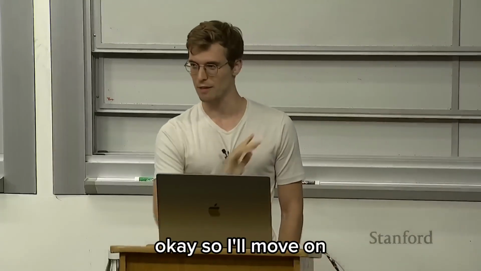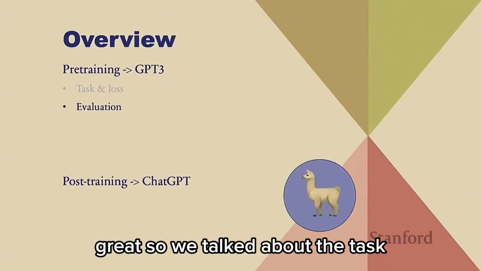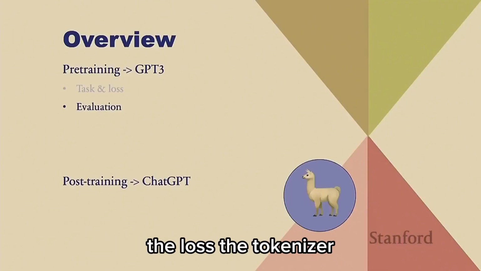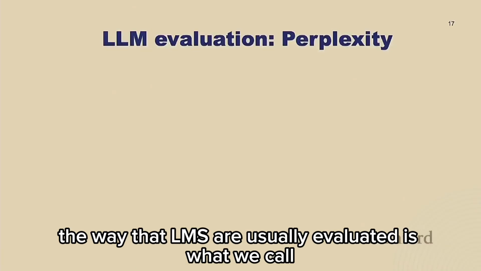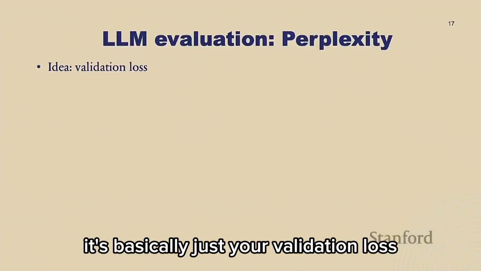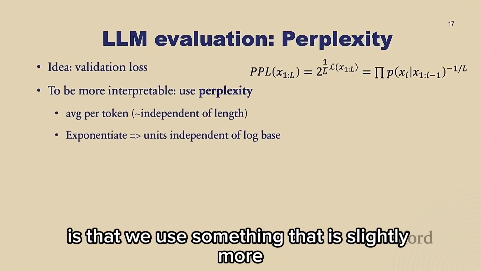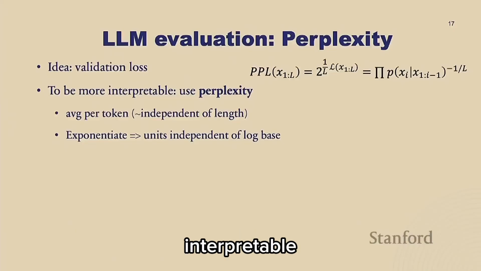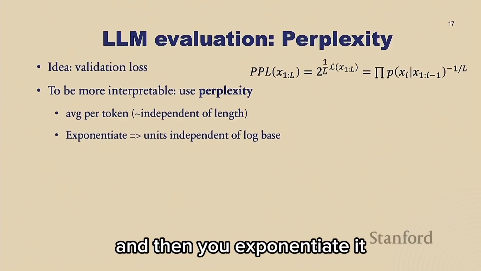Okay, so I'll move on right now, but we can come back later to tokenizers. Great. So we talked about the task, the loss, the tokenizer. Let's talk a little bit about evaluation. The way that LLMs are usually evaluated is using what we call perplexity. At a high level, it's basically just your validation loss. The slight difference is that we use something slightly more interpretable: we take the average per token loss, and then you exponentiate it.